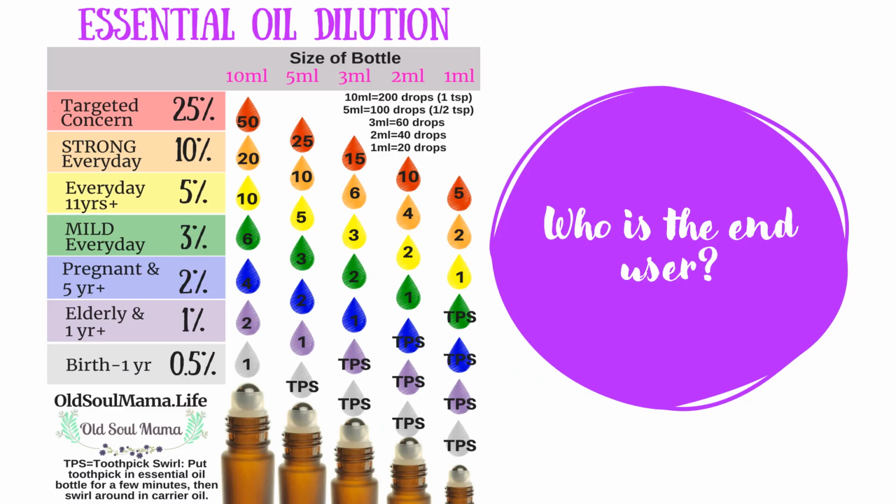So let's talk a little bit more about essential oil dilution. This is another chart that I found online, and I like this chart because if you look in the left-hand column, it gives you a suggested age, and also a targeted concern. At the top, they're recommending that you can use up to a 25% dilution of essential oils if you're actually targeting a concern. Then for 5%, they're saying 11 years of age plus. And then they have 3% as a mild dilution. If you are making a preparation for pregnant women or children who are 5 years of age or older, then they're suggesting a 2% dilution.